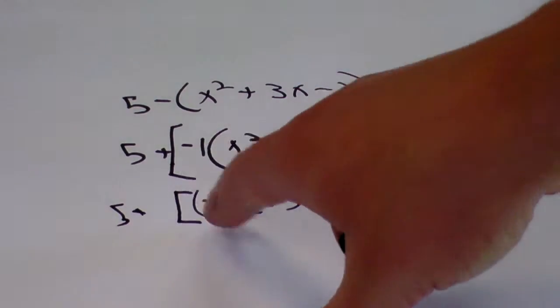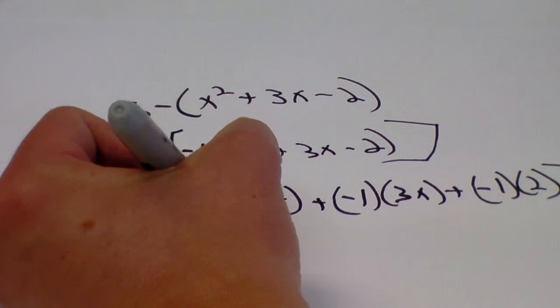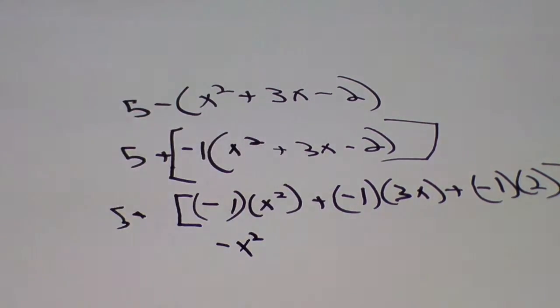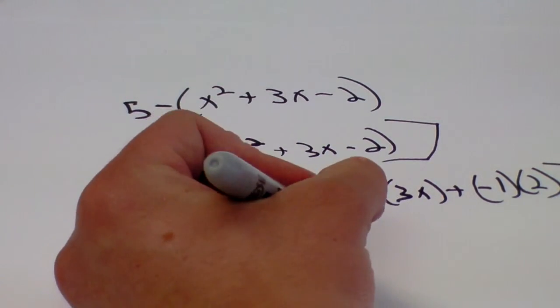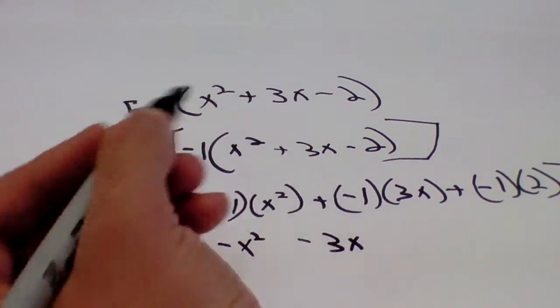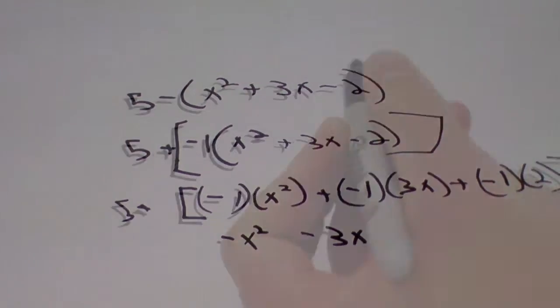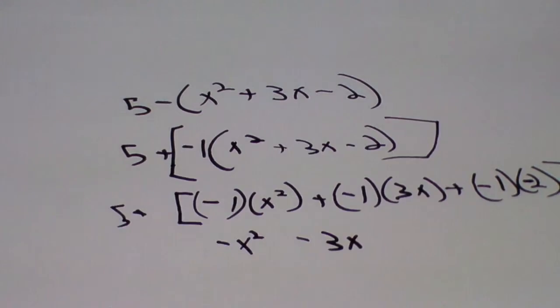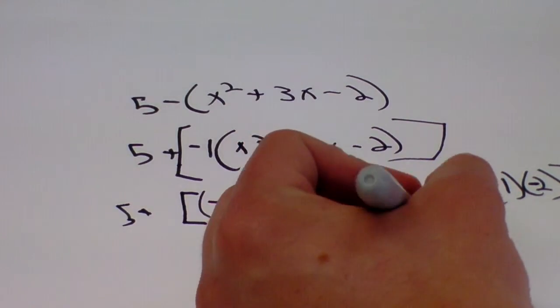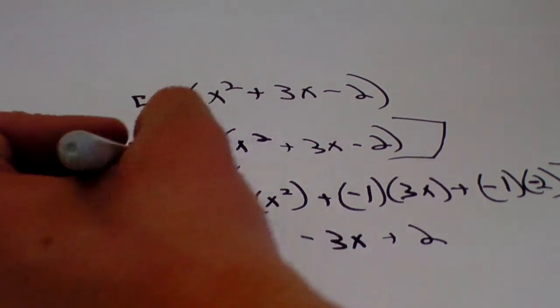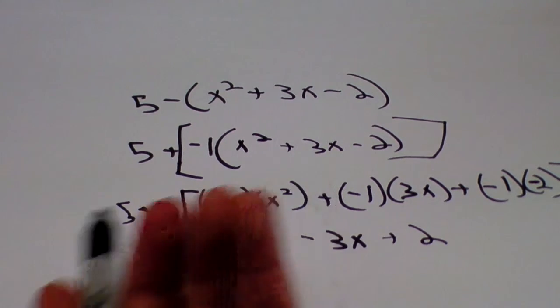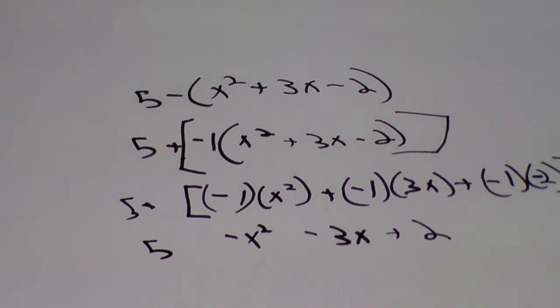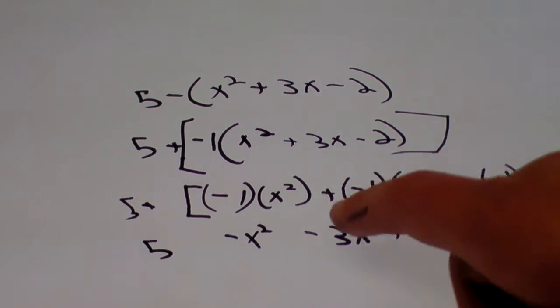Okay, so now negative 1 times x squared is negative x squared. Negative 1 times 3x is negative 3x. And then negative 1 times negative 2 is going to be positive 2. So we've got plus 2. Alright, and then we can just take this 5 here, and we don't have to worry about the parentheses anymore. Alright, so what happened here?